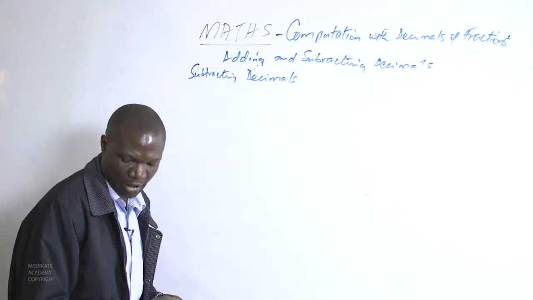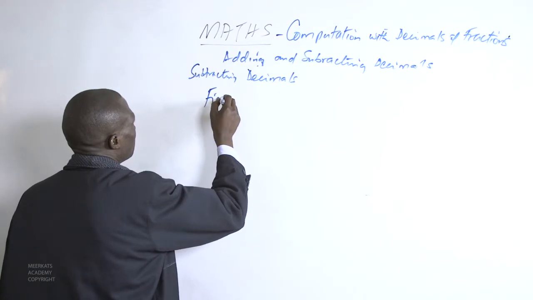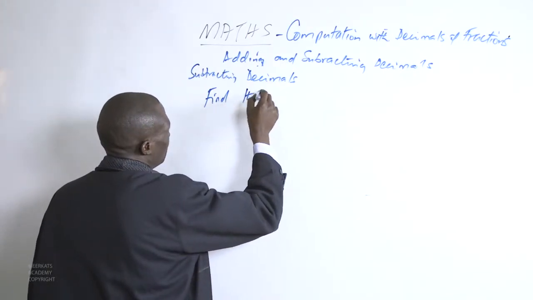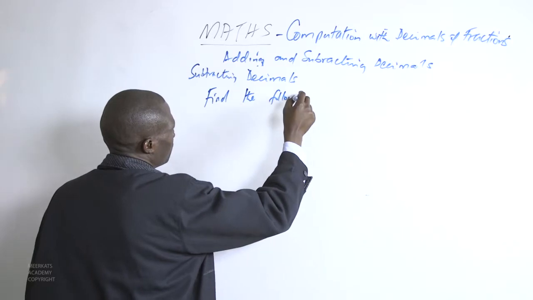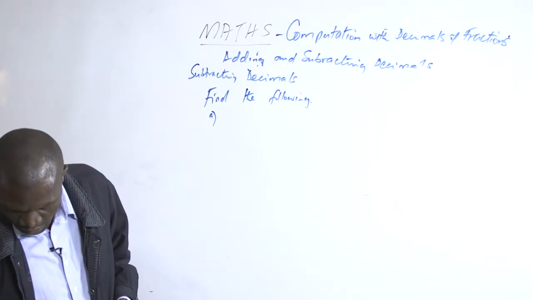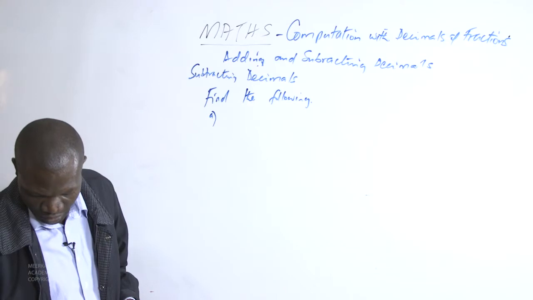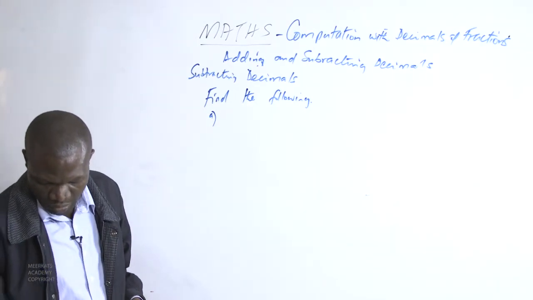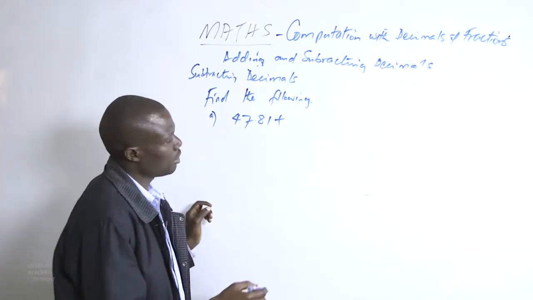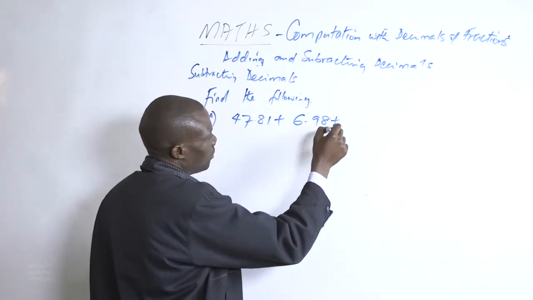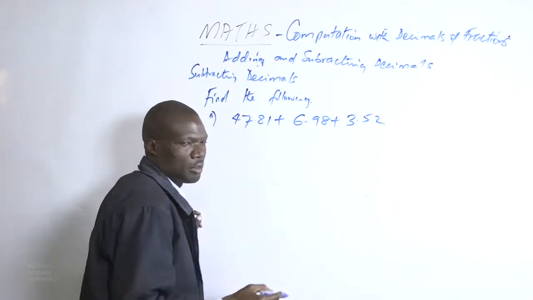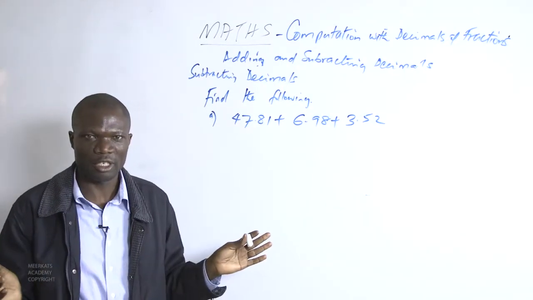So the question is, find each of the following: $47.81, 6.98, 3.52. This is our question. Take it very simple.